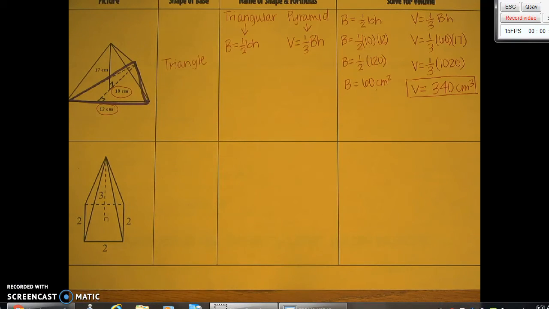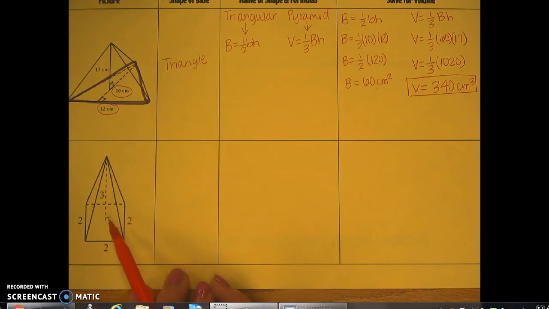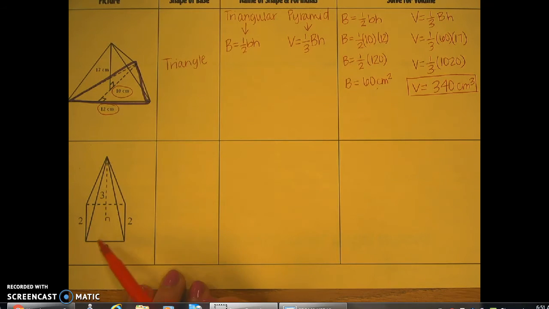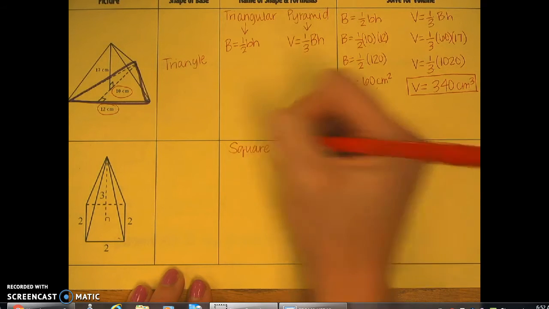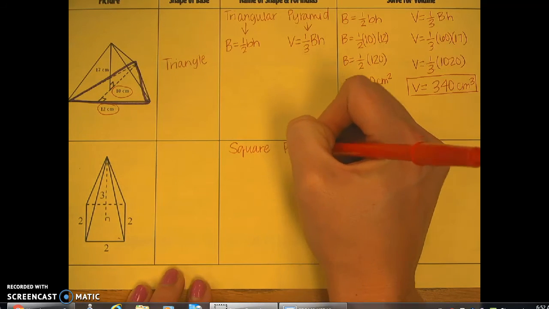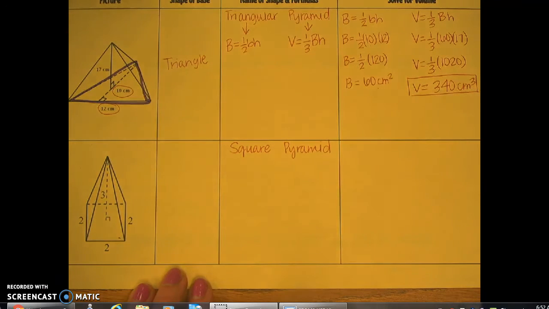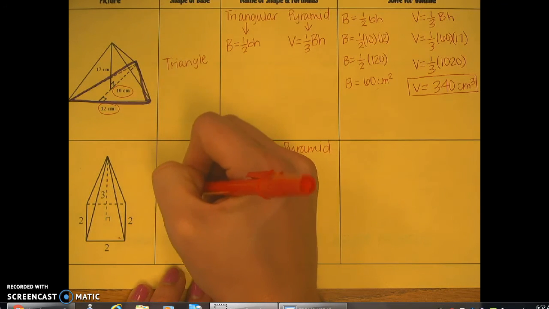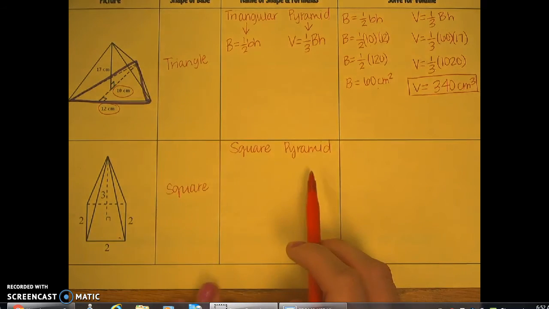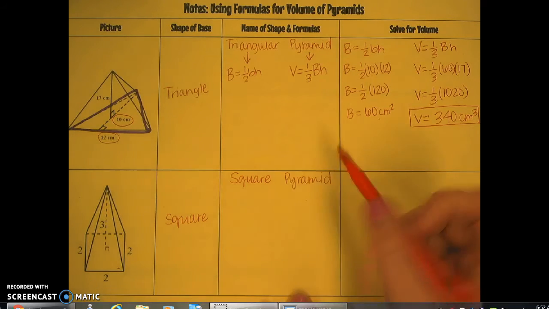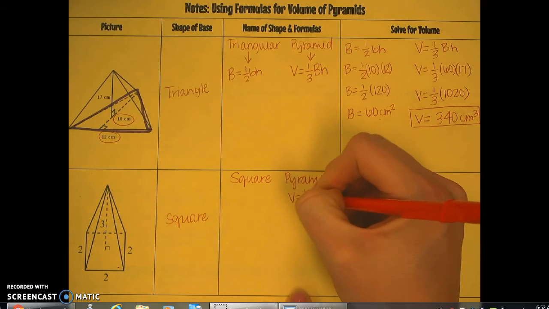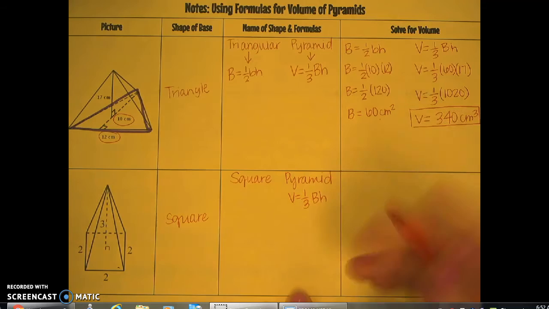All right, let's try our next pyramid. So looking at this one, I can tell it's a pyramid because the sides are triangles. And if I look at the bottom, my base is a square this time. So the name of my shape is a square pyramid. And the base is a square. So since it's a pyramid and I'm trying to find the volume, I'm going to use my same volume formula, 1/3 area of the base times the height.